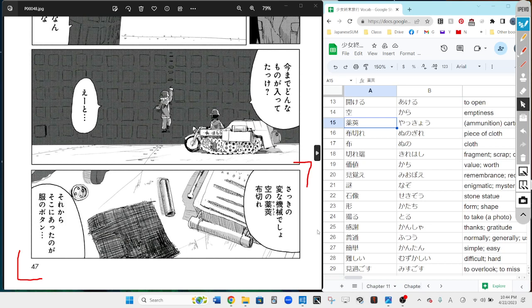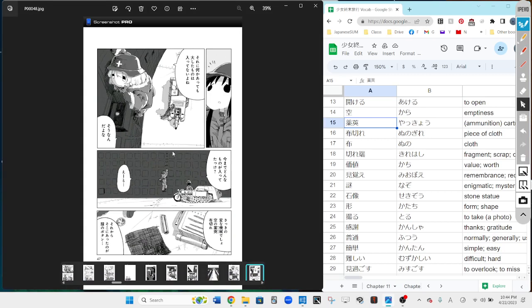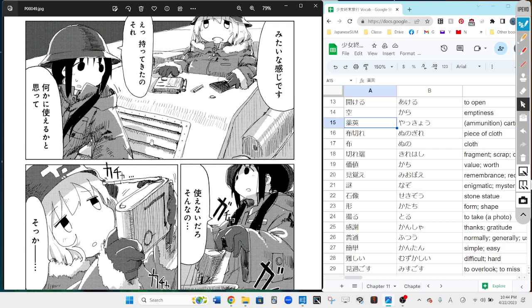And she's talking. Saki no hen na kikai de sho? Kara no yakkyo, nunogire, sore kara koku ni atta no ga. Fuku no botan. So, a little bit ago, there was that weird machine, right? And there's also been empty ammunition, some pieces of cloth, and on top of that, over here, there was a button, a cloth button. Mitaina kanji desu. This kind of things.